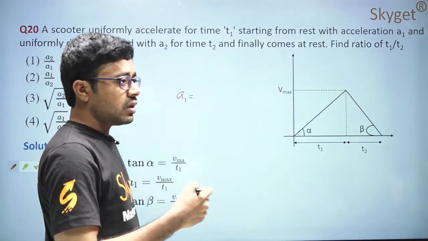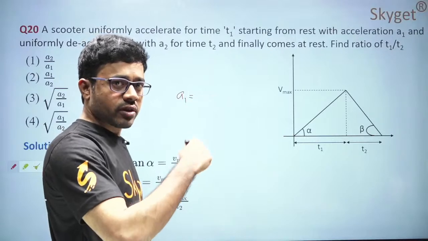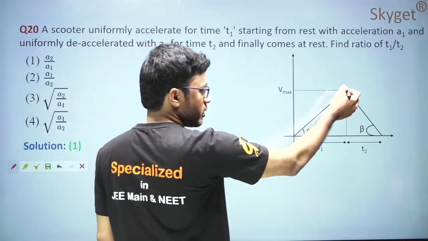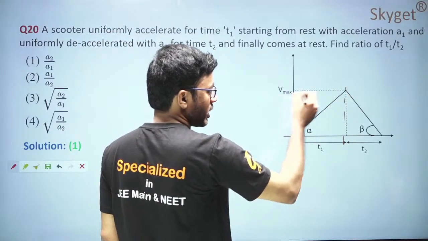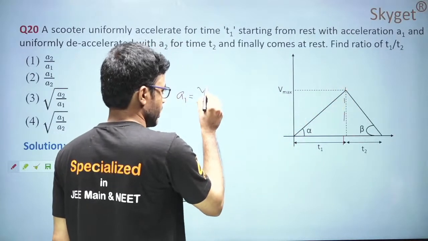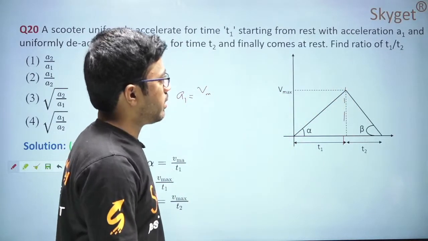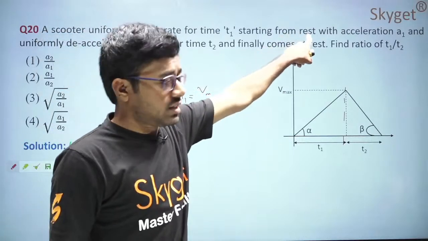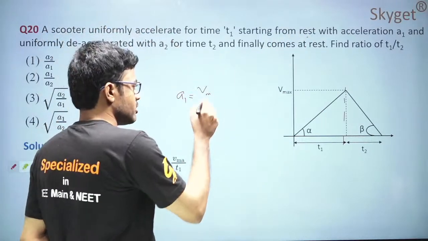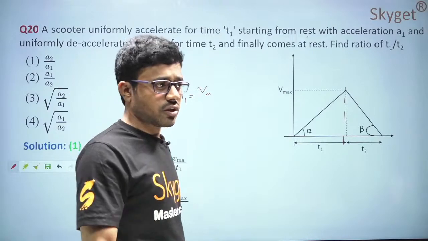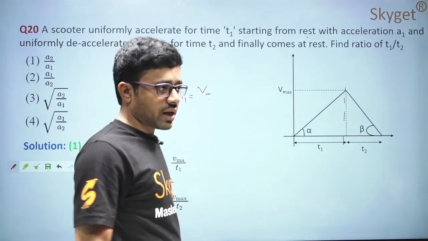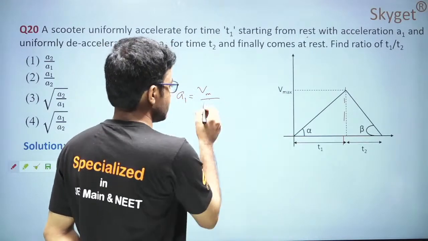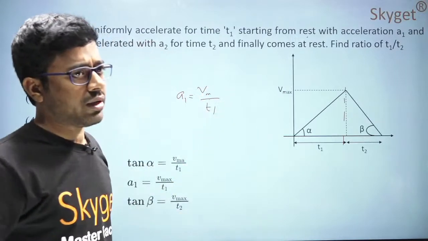a1 is equal to the final velocity minus the initial velocity by time t. In this, the maximum velocity or the final velocity is Vmax, let us write it as Vm. It is starting from rest, he said. So the initial velocity V1 has to be 0. So V2 is simply Vmax by time, here he has given it as T1. So A1 is equal to Vm by T1.